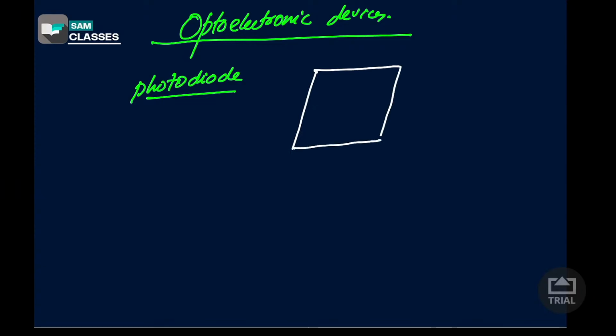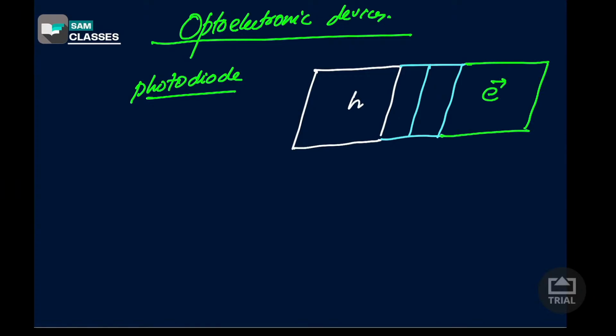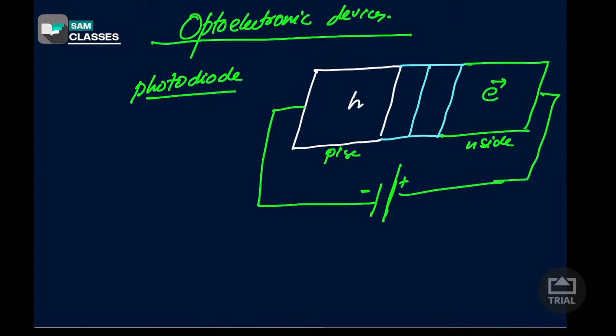This is the P side, so holes we have. This is in between, the depletion region, let's say. And this is the N side. And it is connected like this, negative, positive. Clear?